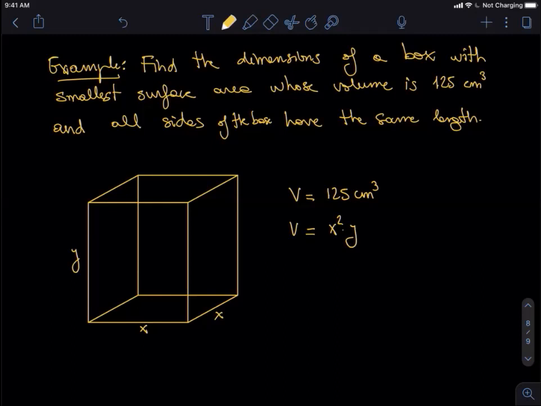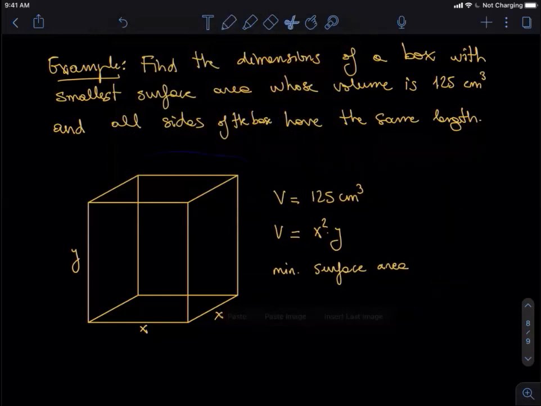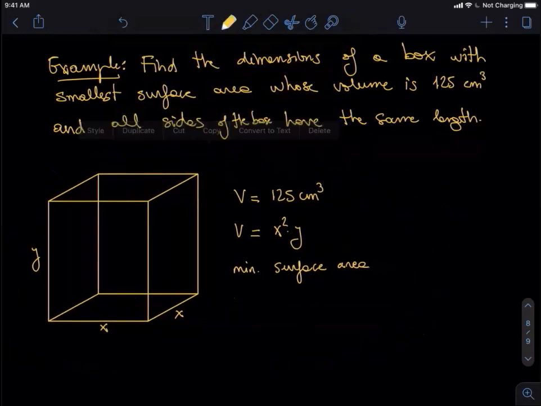Now, here we want the smallest surface area. So what is the surface area in the case of a rectangular prism? So we need to account for the area of all the faces, okay? So we have 6 faces, but these have different surfaces, okay? So we need to be a little careful with that. Let me create some space.